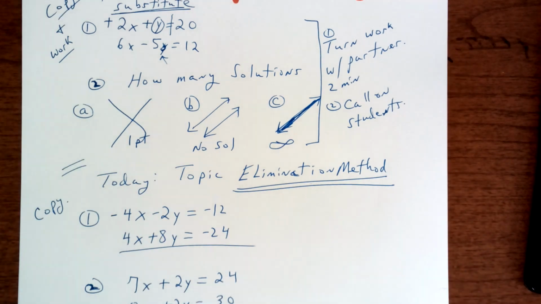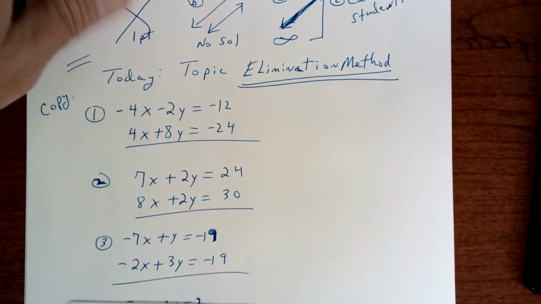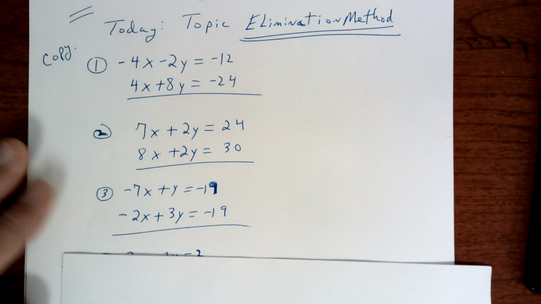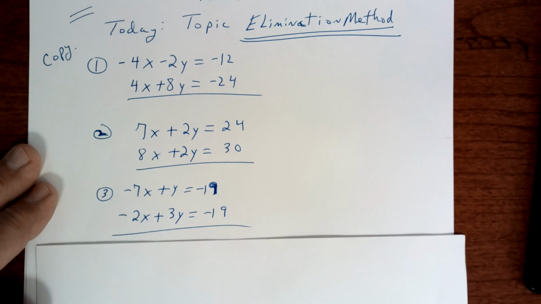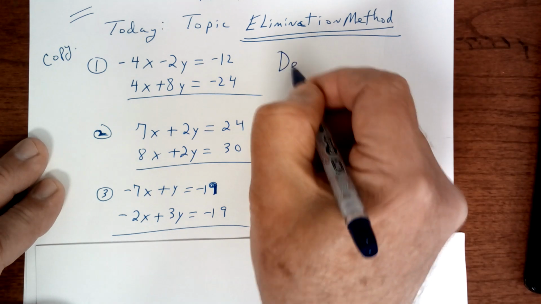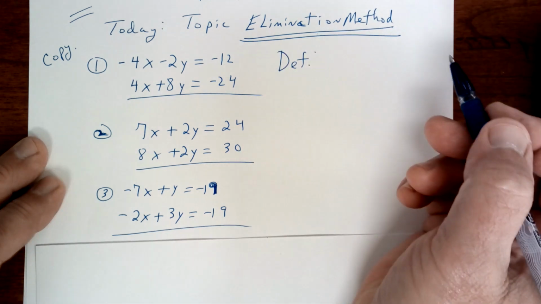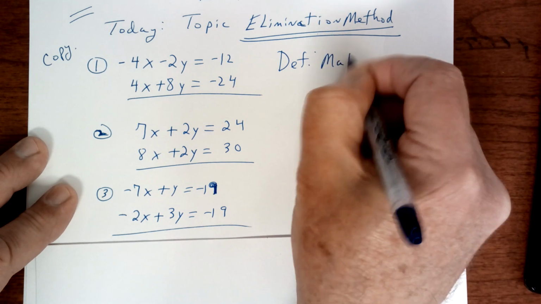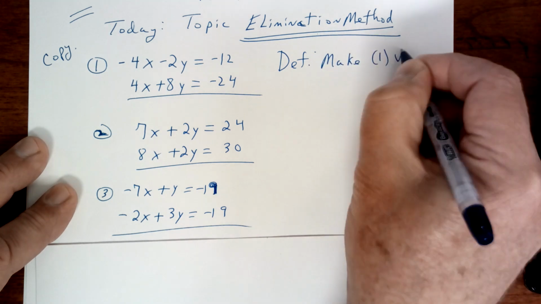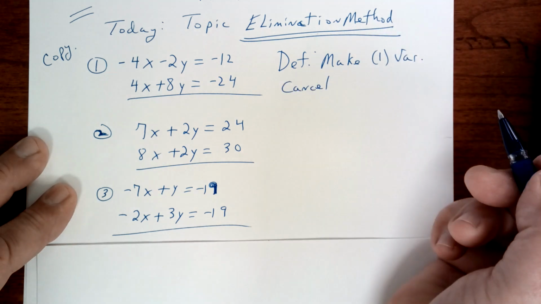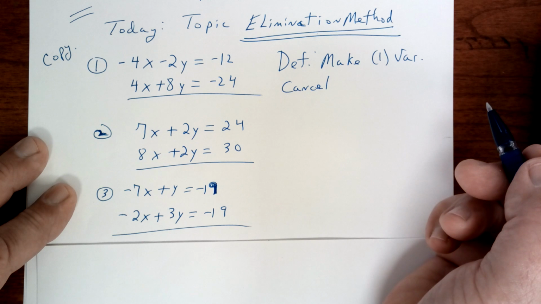Let's talk about today's topic. Today's topic is elimination. So copy these down. Okay, now let's talk about the definition of elimination. So put definition. Definition of elimination is where you make one variable cancel. Okay? So you're going to line them up and make one variable cancel.